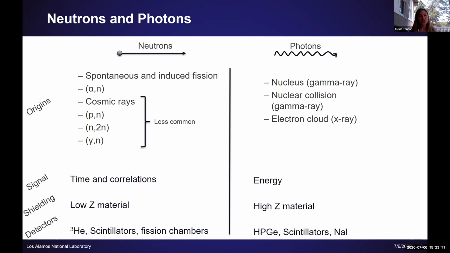We could give a whole other talk just on scintillators and how they apply to NDA. Another common detector for photons, especially if you need good energy resolution, would be high purity germanium. A bit lower resolution detector is sodium iodide.